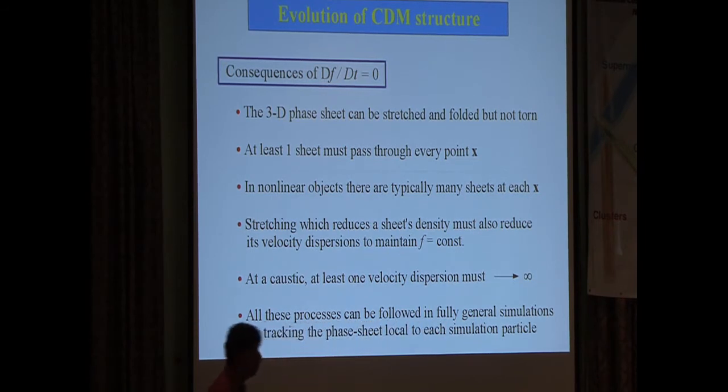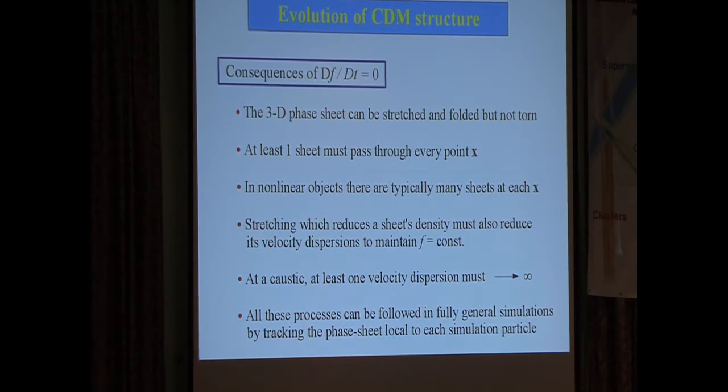So what are the consequences of the Boltzmann equation? We start with a three-dimensional sheet. It will stay three-dimensional at all times. The evolution will distort it and stretch it, but it doesn't tear it. So this means since the three-dimensional sheet fills space initially, it will always fill space.